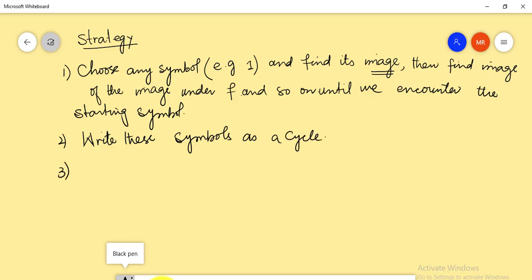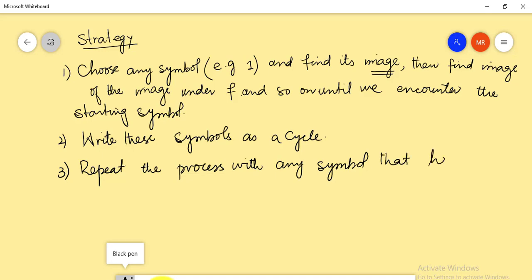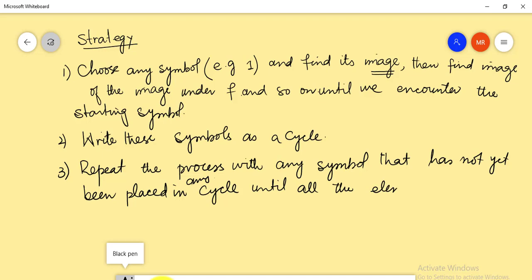And then the next step: repeat the process described in 1 with any symbol that has not yet been used in any cycle, until all the elements of S have been placed in cycles.